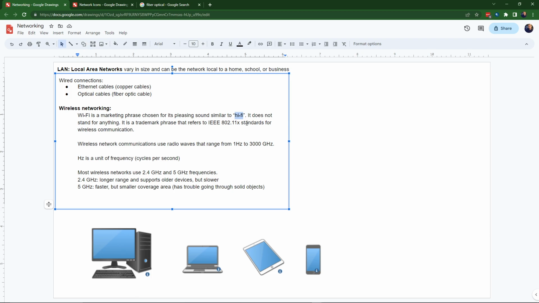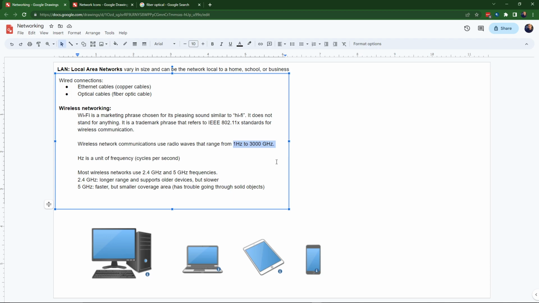So Wi-Fi doesn't actually stand for anything, but it does represent what we call the IEEE 802.11 standard, which is the standards that everyone agrees to use for wireless communication. Now, wireless communication is actually just radio waves, very similar to the radio waves that are in a vehicle, and they range from 1 hertz to 3,000 gigahertz, which is a very large range.